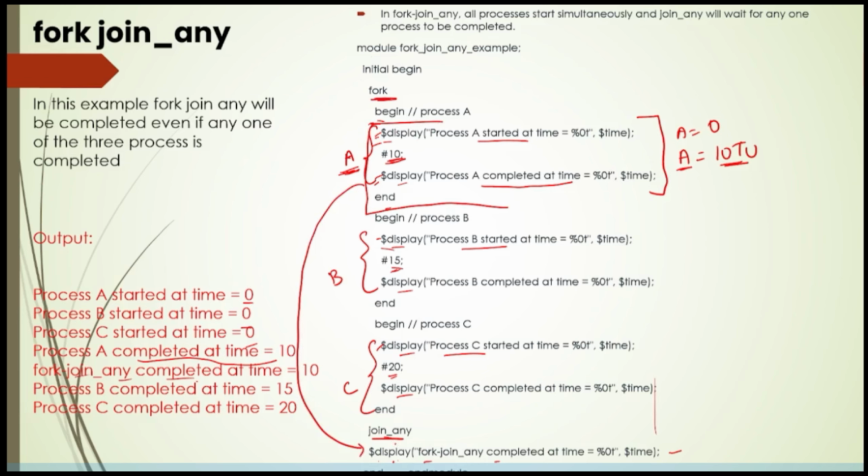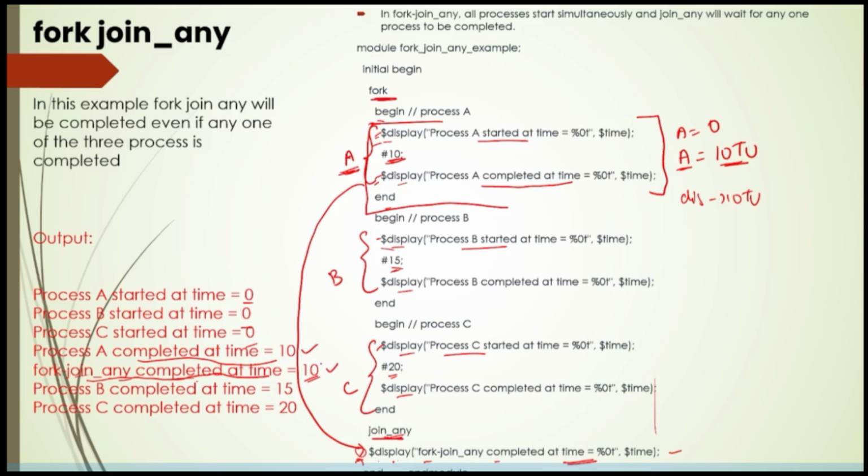Now after coming out of the fork join any block, the remaining displays given below this fork join any will be executed. Now if you see here, this is the display below the fork join any, and since this display doesn't have any time delay, it is also executed at 10 time units. If you see here, fork join any completed at 10 time units. Clear? So this is the thing in case of fork join any. Okay, hope it is clear for you.